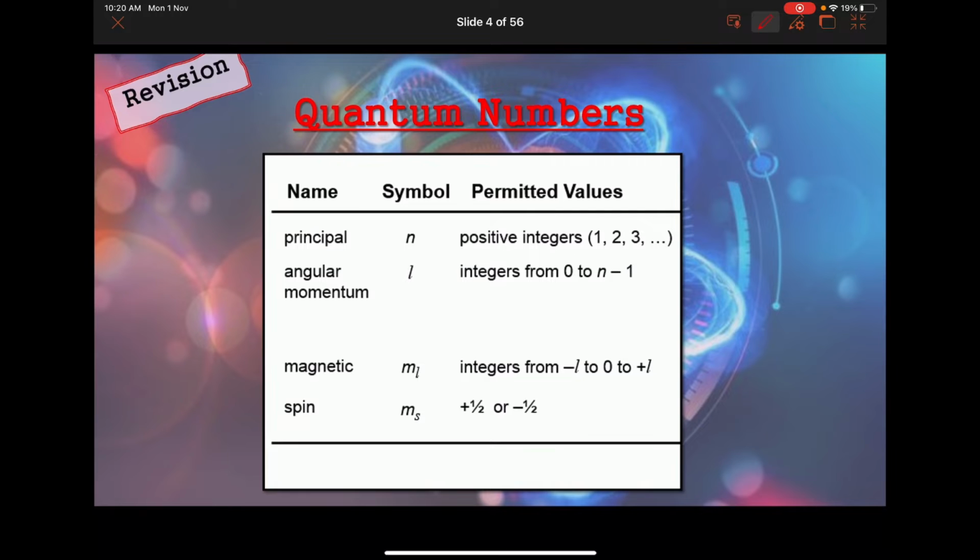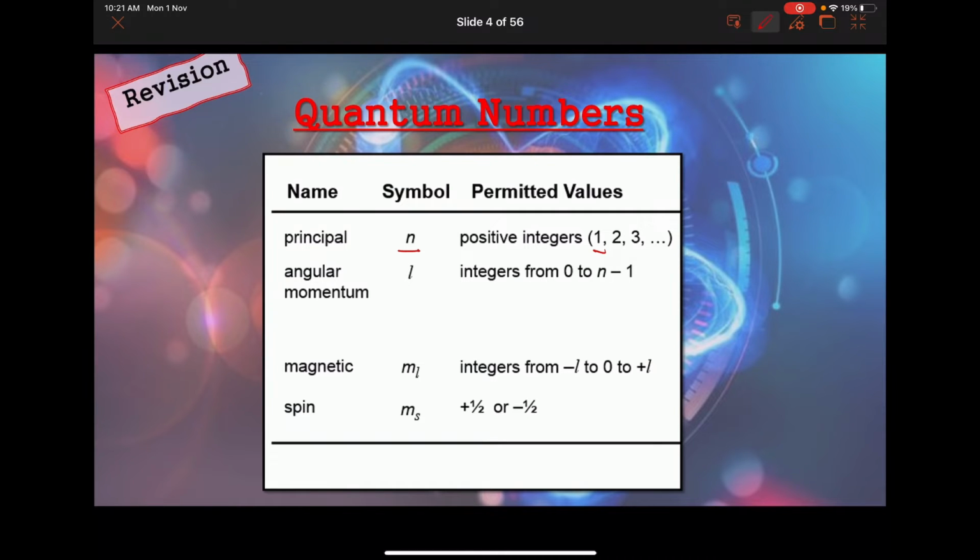Before I further explain about the topic, let's do the revision. From the previous topic, you already know that the quantum numbers can be indicated based on four principles. The first is the principal quantum number with the symbol n. n indicates the energy level of the electrons being placed, and the value of n is the positive integers starting from 1, 2, 3, and so on. The second is the angular momentum quantum number with the symbol L.